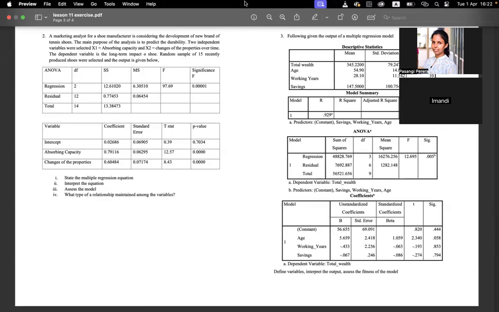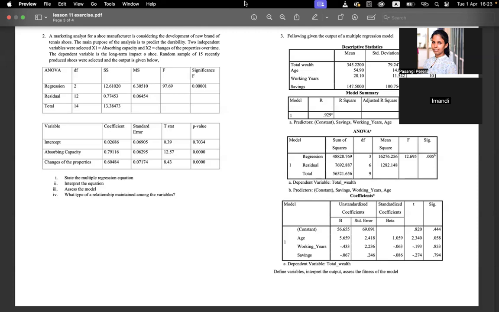So the first one would be the equation: durability is equal to 0.02686 plus 0.79116. You have to write the equation like this. Let me send you. Yes, I sent it. See, there are no y and x terms. Can you keep the y and x terms? It's better if you keep it according to the context.